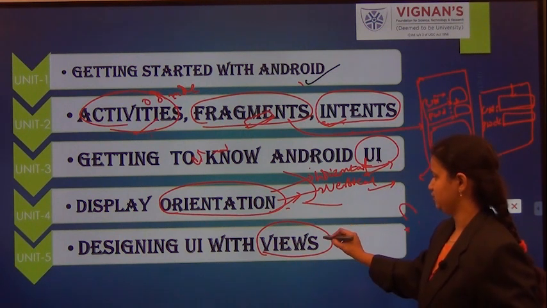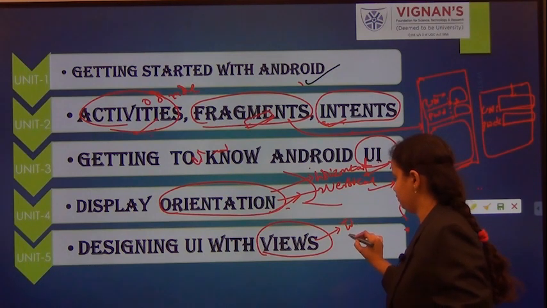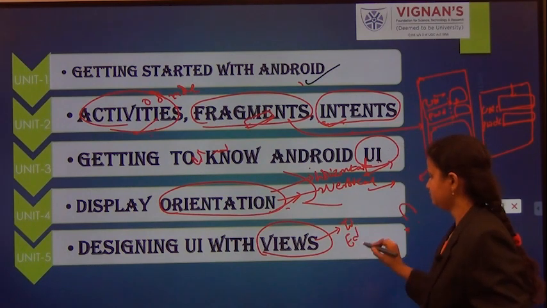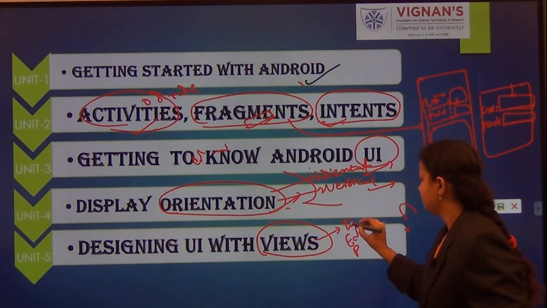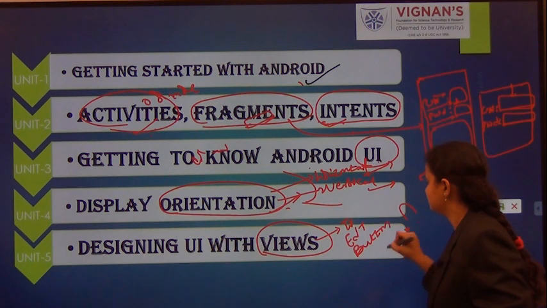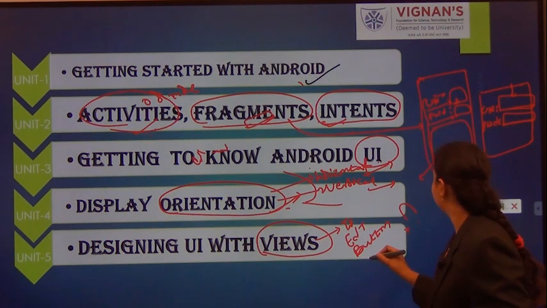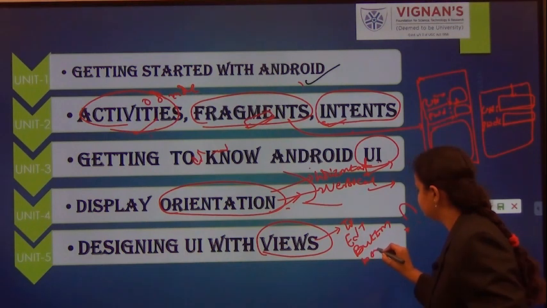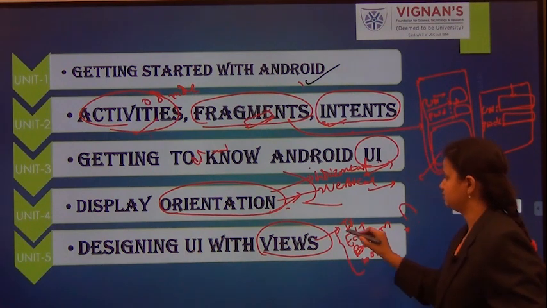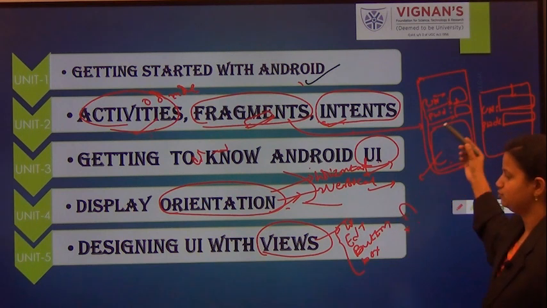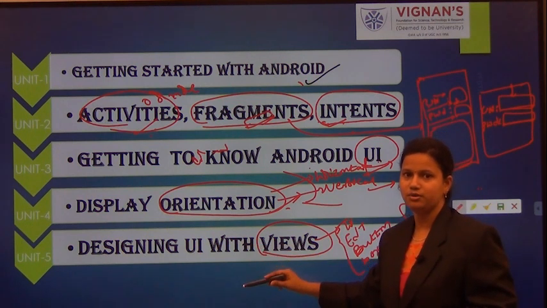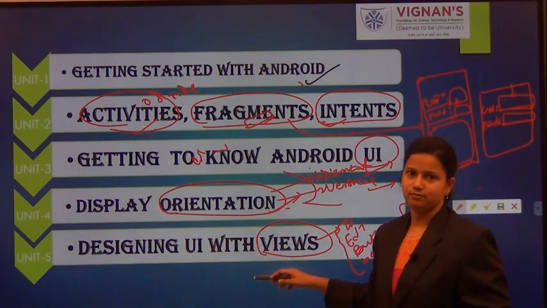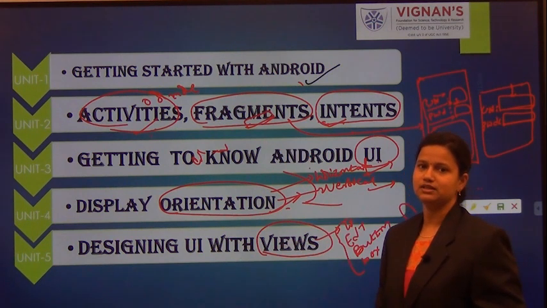The different views available are text view, edit text, and button. And one more thing is we can add different boxes. So these are the different components. The different components added to your design are called views. So different views are discussed in unit 5. These are the total five units we learn in this course.